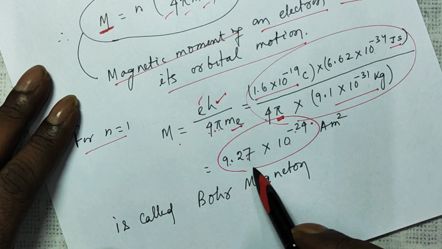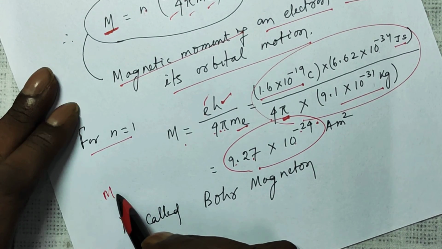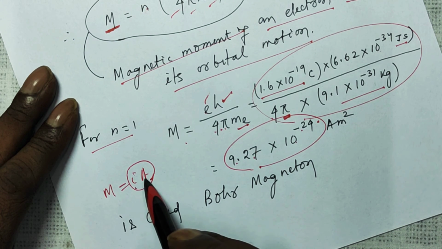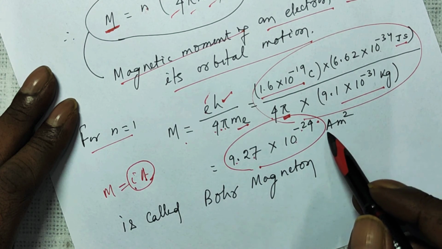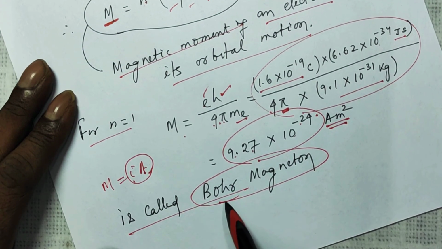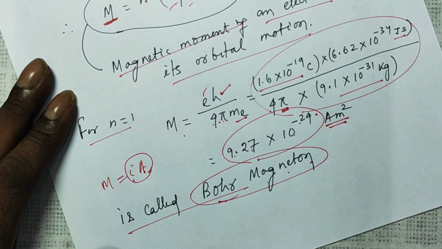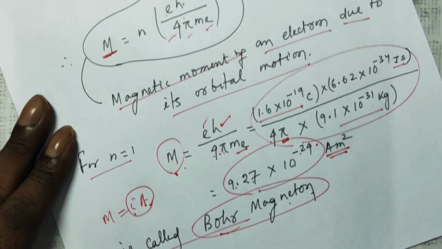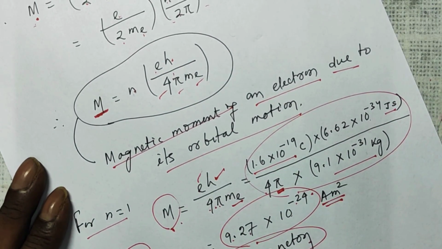And what will be the unit? We had earlier derived M was equal to I times area. Ampere, area is equal to meter square. Ampere meter square. This is called Bohr Magneton. That is the minimum magnetic moment possessed by an electron. So that is all about it.